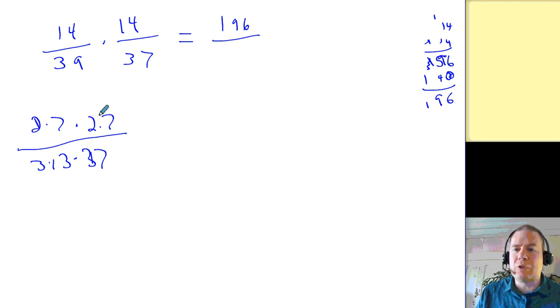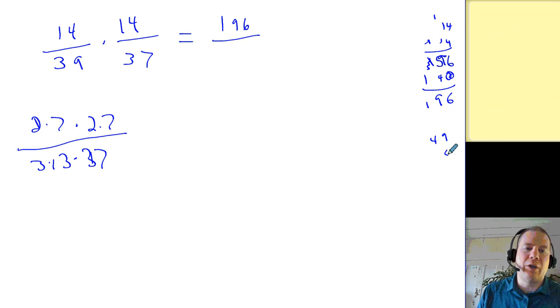Or you could have done 2 times 2 is 4. 7 times 7 is 49. 49 times 4, 9 times 4 is 36. 16, 17, 18, 19. Right? It's the same 4 factors being multiplied. It's just a matter of how we associate them. We're still going to get 196.